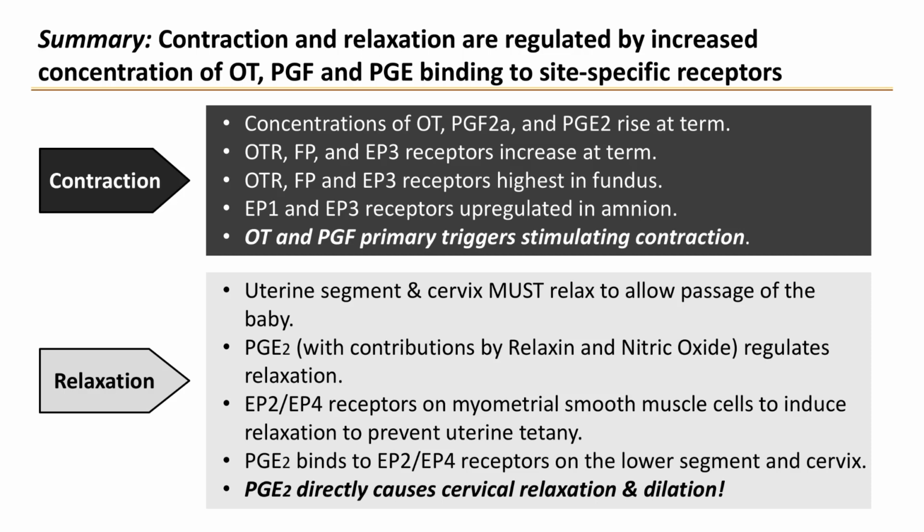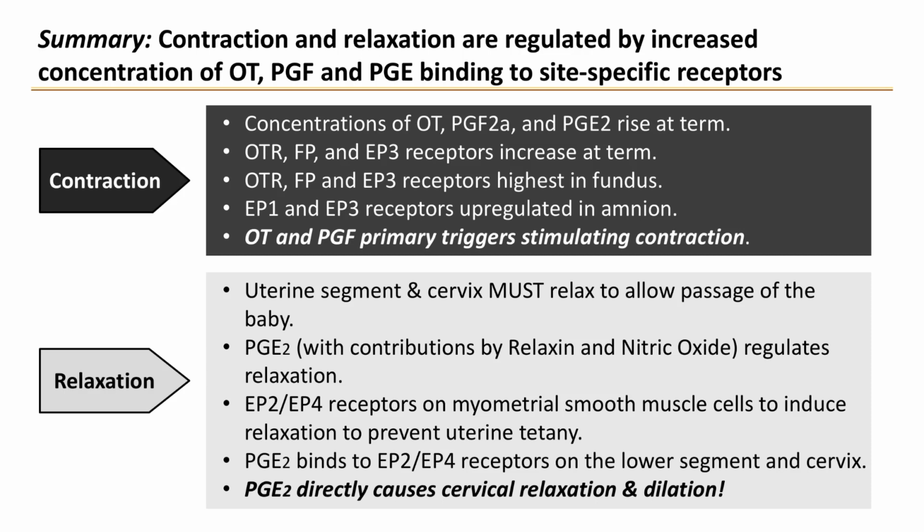Relaxation, we know, must occur in the uterine lower segment and the cervix to allow passage of the baby. We know that PGE2, working through the EP2 and EP4 receptors, will regulate relaxation of the lower segment and cervix. Interestingly, relaxin has been shown in many other species to cause relaxation of the uterus, but it does not appear to cause relaxation of the uterine myometrium in primates and non-human primates. It does appear to act predominantly on the suspensory ligaments to facilitate and help mediate relaxation of the myometrium.